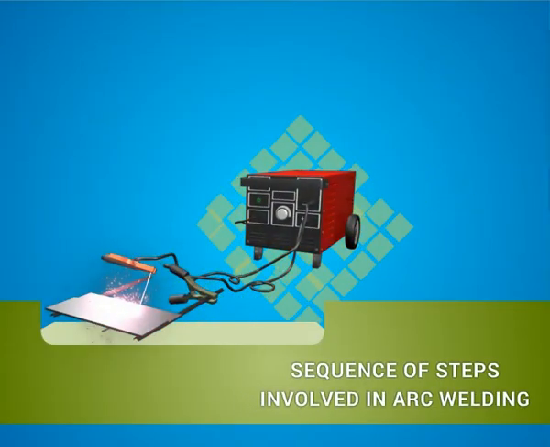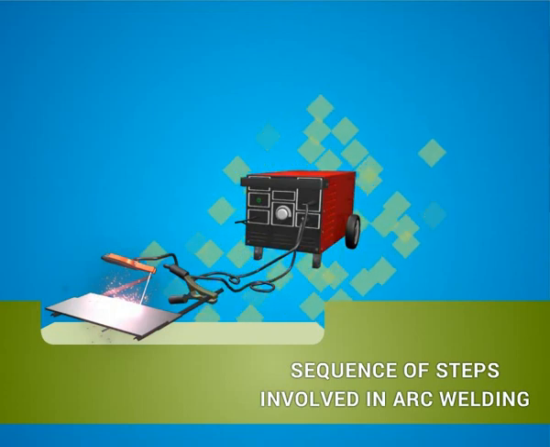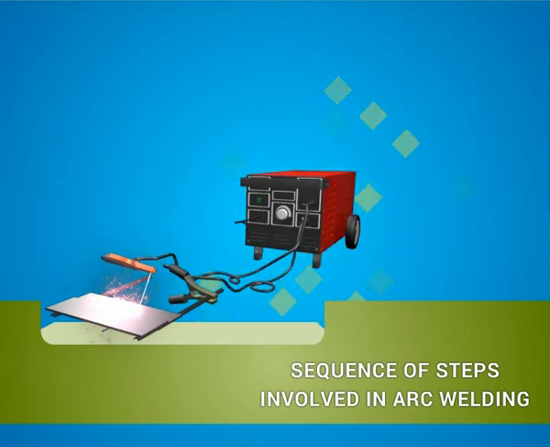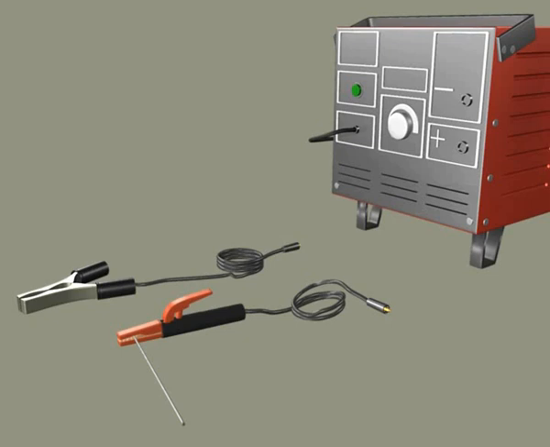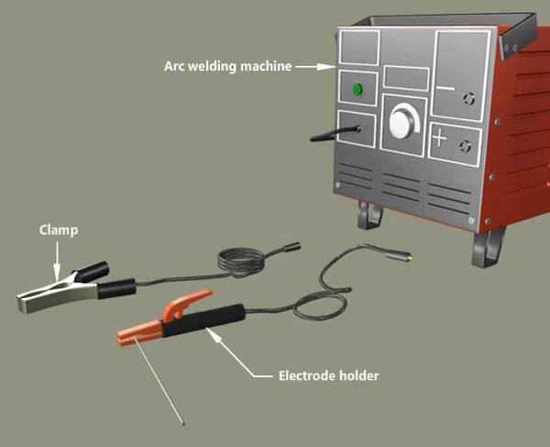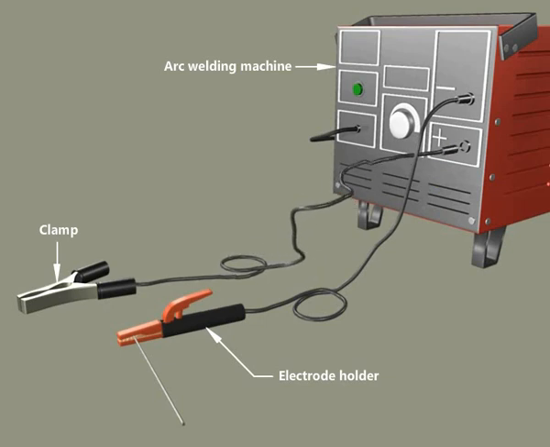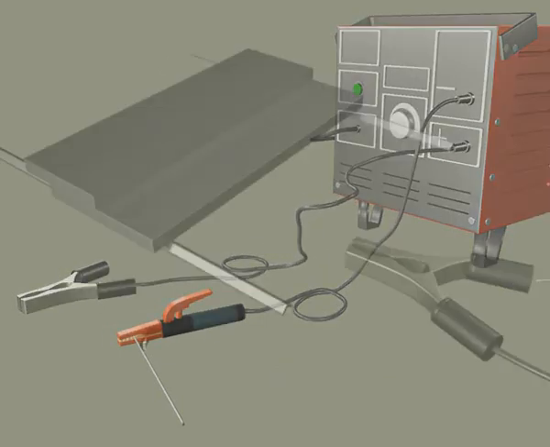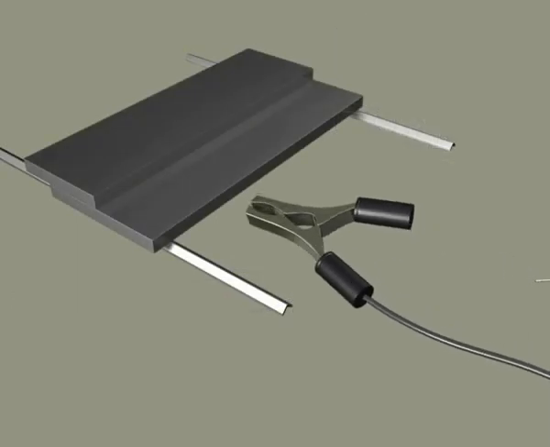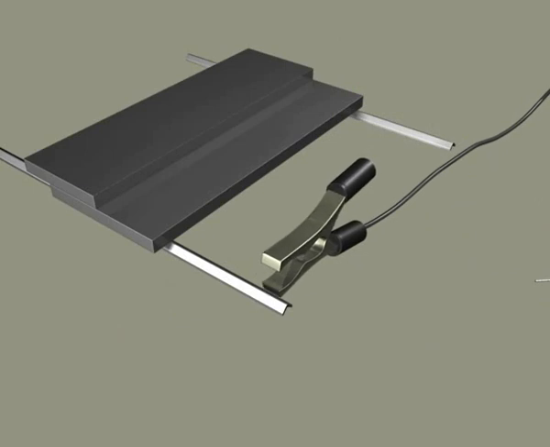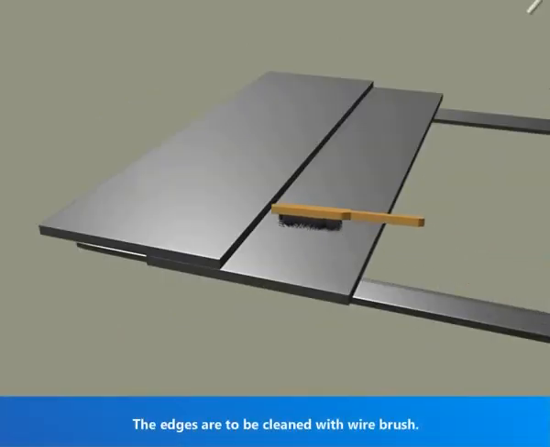Sequence of steps involved in arc welding. Here, we are going to see the sequence of steps involved in arc welding. The arc welding consists of arc welding machine, electrode holder, clamp. The edges are to be cleaned with wire brush.